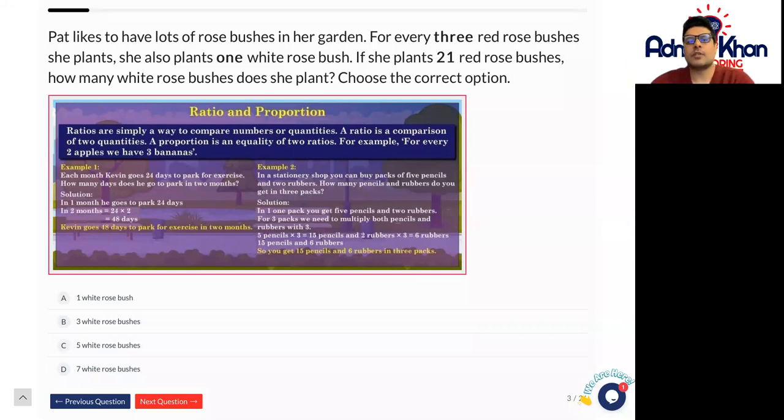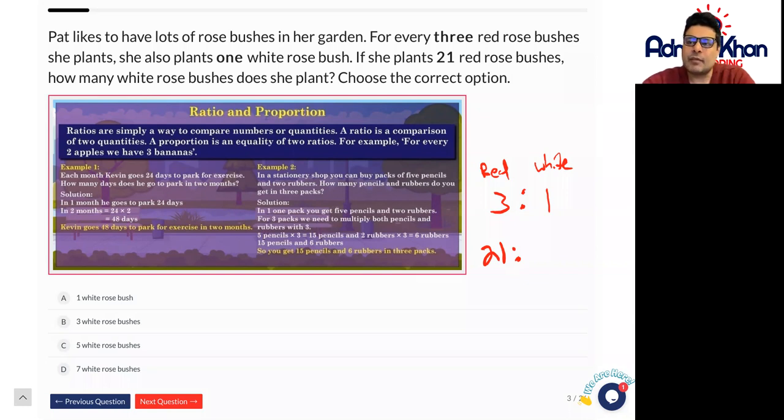Okay, so let's have a look at this question together. Pat likes to have a lot of rose bushes in her garden. For every 3 red rose bushes she plants, she also plants 1 white rose bush. So if she plants 21 red rose bushes, how many white rose bushes does she plant in total?